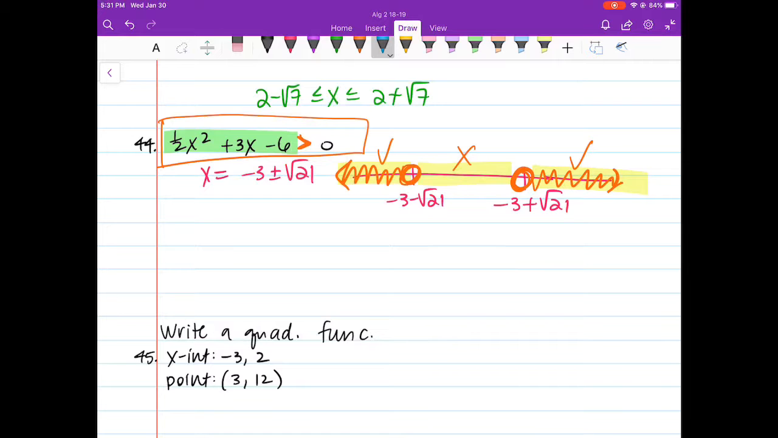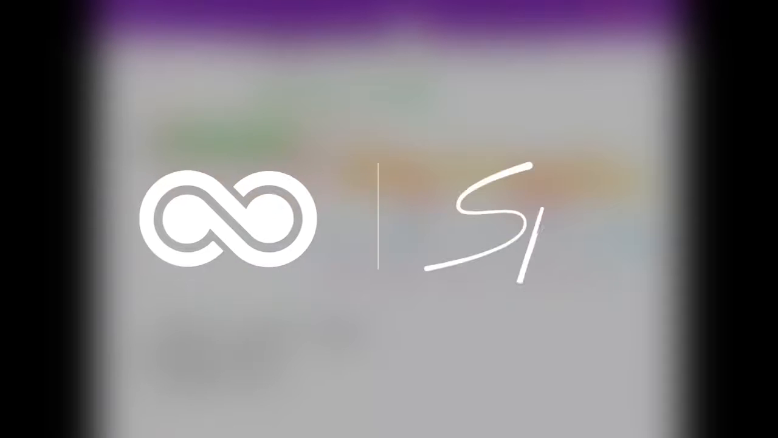Writing my answer in terms of an inequality means I want x to be less than negative 3 minus radical 21, or I want x to be greater than negative 3 plus radical 21, and that comes back to how we write inequalities based on a number line graph. So in terms of a decimal approximation, that would say x is less than negative 7.6, or x is greater than 1.6.